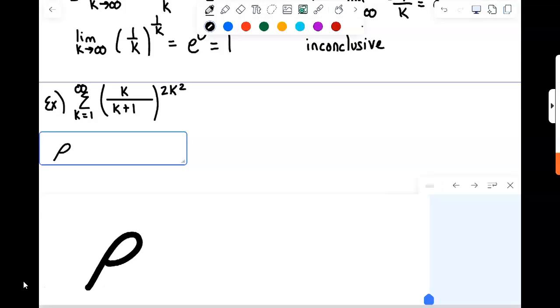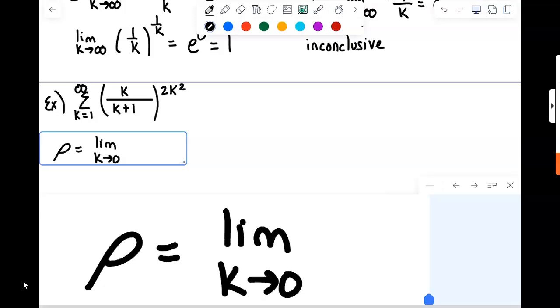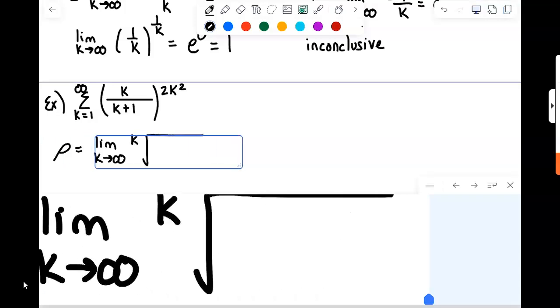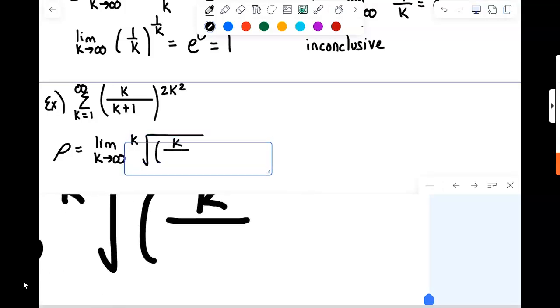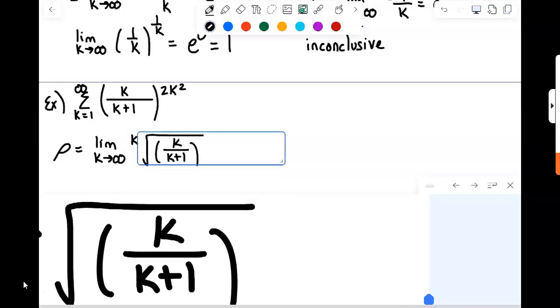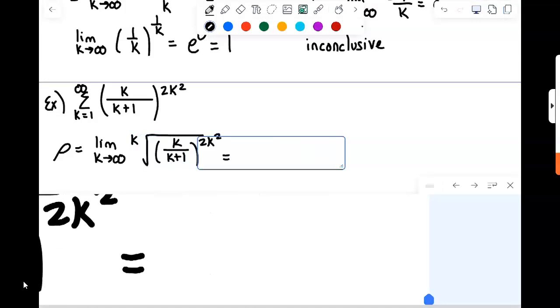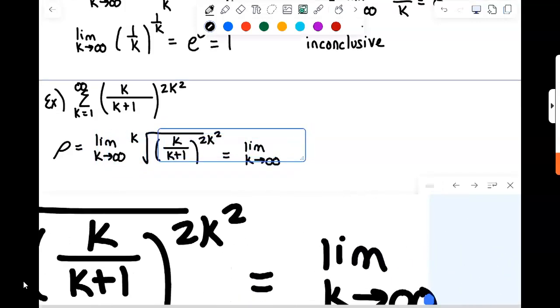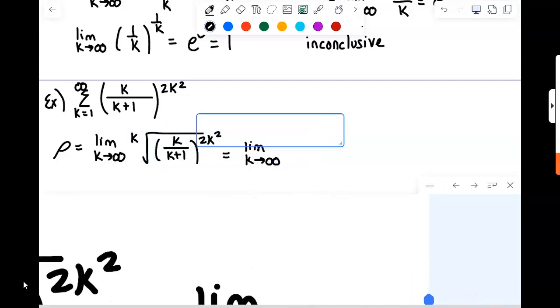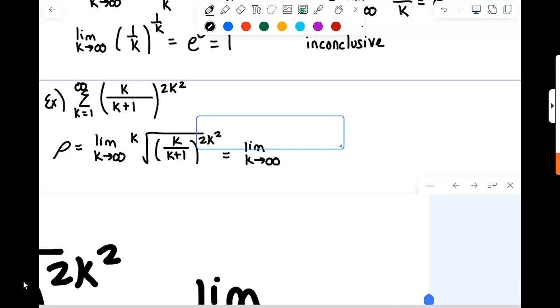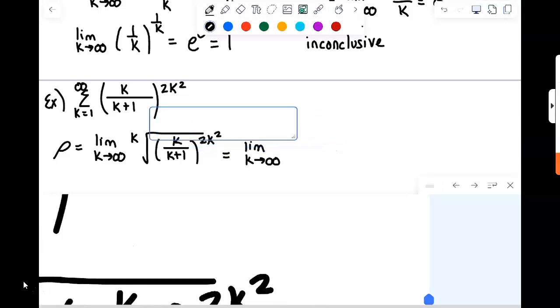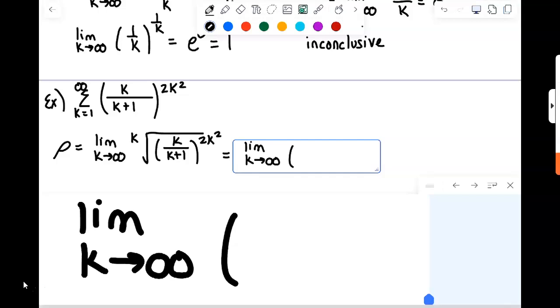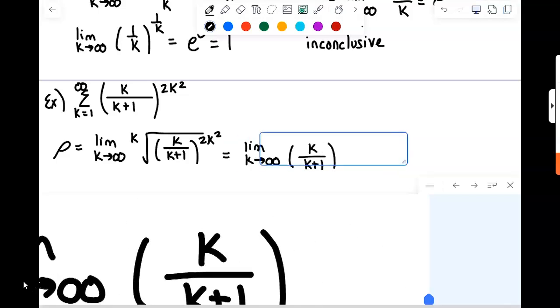Okay. So the root test, we say rho is the limit as k goes to infinity of the kth root of all that stuff, k over k plus 1 raised to the 2k squared. Now to simplify that, remember that when we take the root of something, that's the same as raising it to the 1 over k power. So the kth root of this stuff is the same as the stuff inside raised to the 1 over k power. But remember, when you take something with an exponent and raise it to a power, you multiply the exponents. So we're going to have 2k squared times 1 over k. That means this will simplify to be k over k plus 1, now raised to the 2k power. So we're faced with taking this limit now.